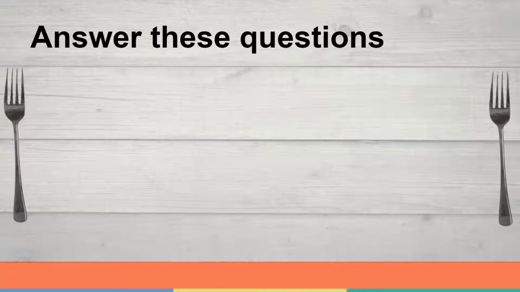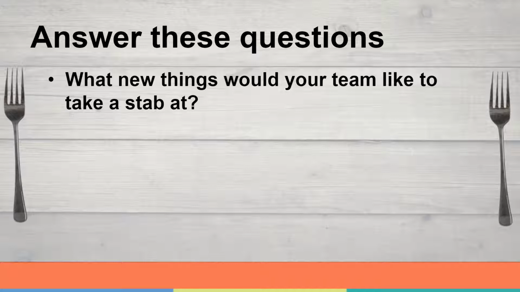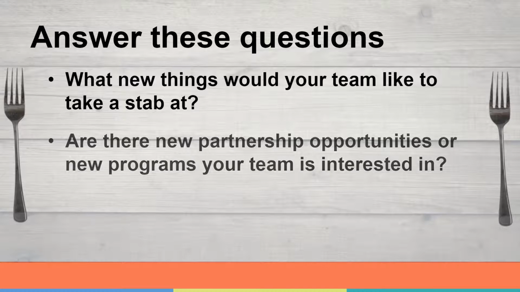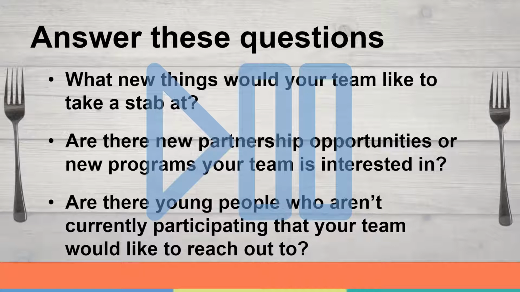Next, let's think about the fork by answering the following questions. What new things would your team like to take a stab at? Are there new partnership opportunities or new programs your team is interested in? Are there young people who aren't currently participating that your team would like to reach out to? Pause the video and record what new things your team would like to take a stab at.